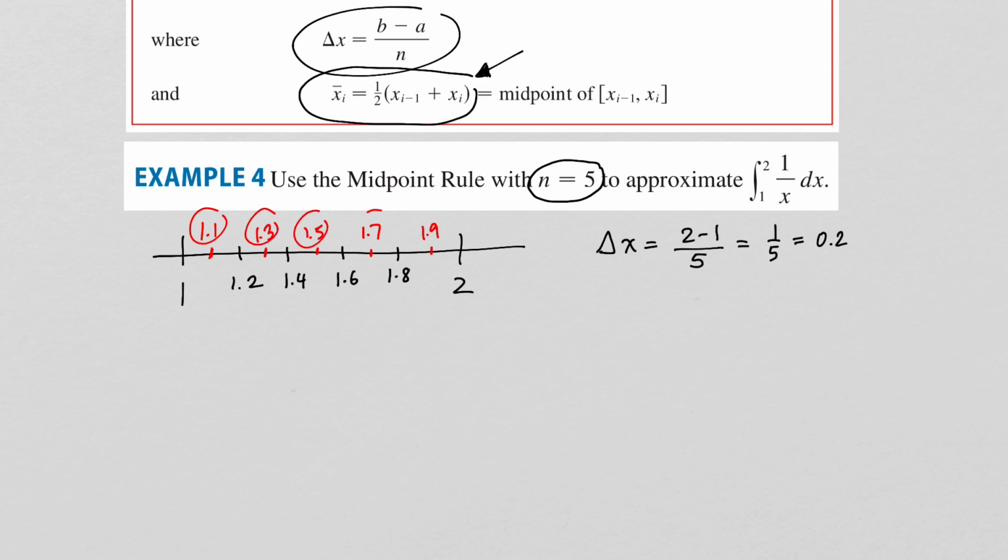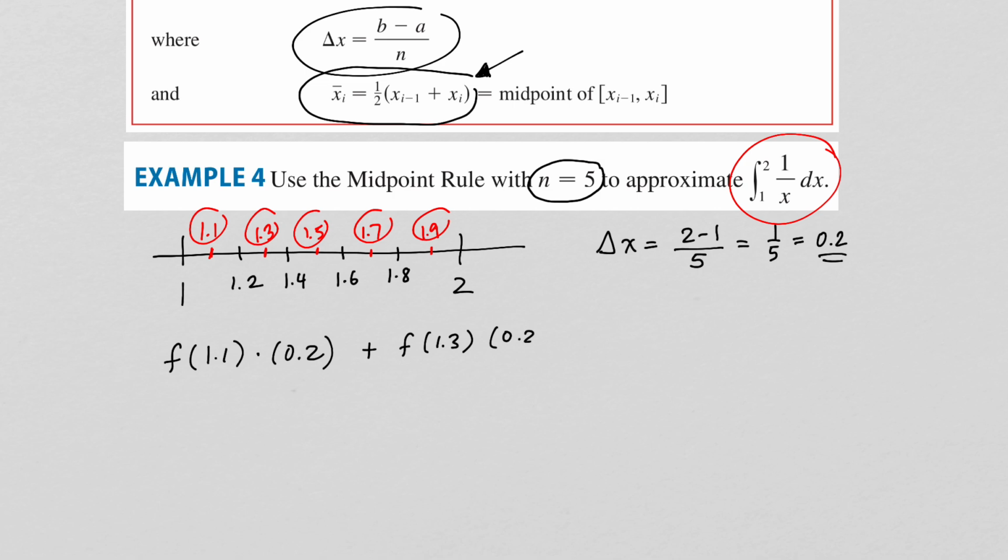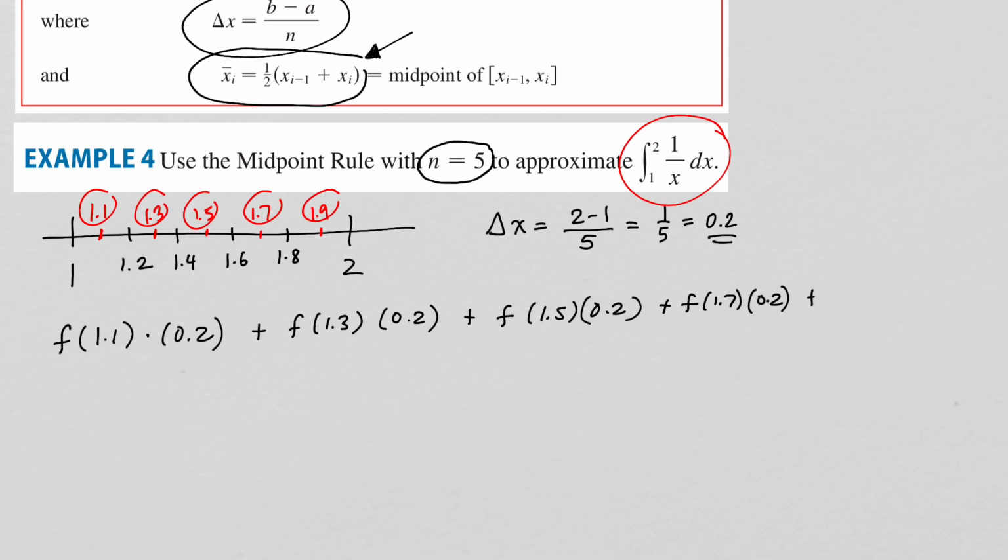Those are your midpoints. And so to approximate the area using midpoints, you're going to say the height of the rectangle for the first one is f of 1.1 multiplied by delta x, which is 0.2, plus the height of the next rectangle is going to be f of 1.3 times the width of the rectangle is 0.2, plus etc. So this is exactly similar to what we did earlier in this lesson. It's just that now you are using midpoints instead of right endpoints.